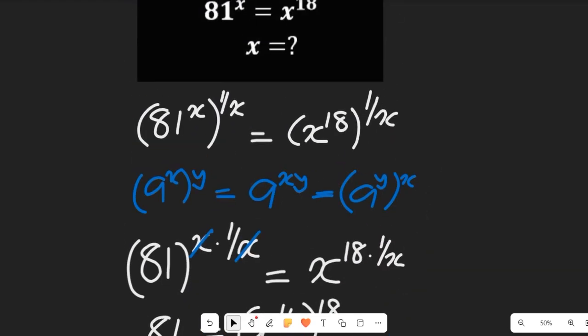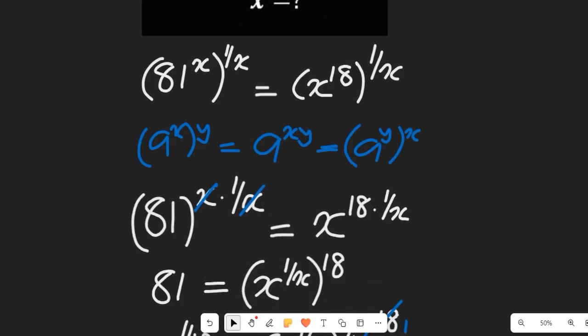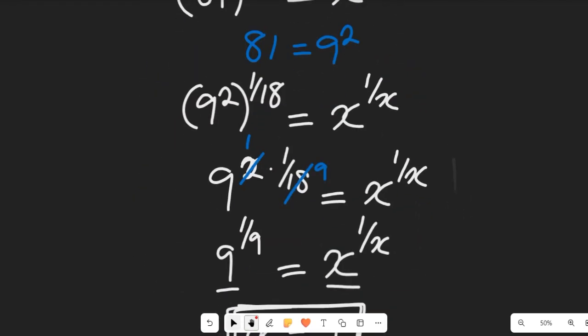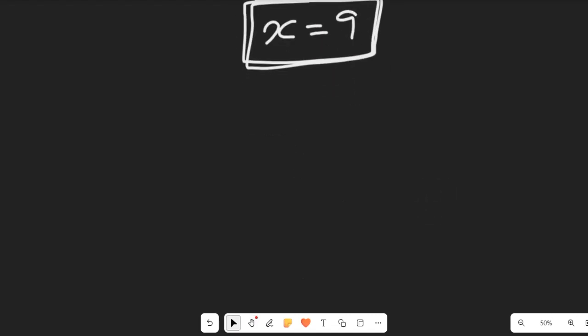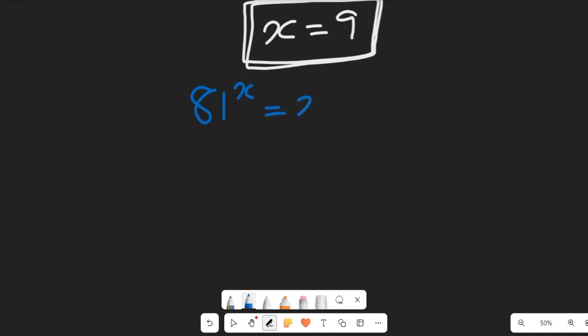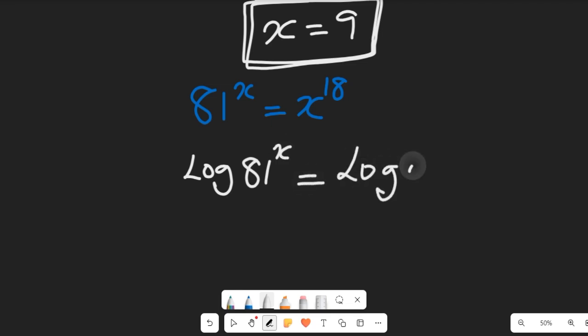Now let's solve this same expression using the law of logarithm. Remember, we're given 81 to the power of x equal to x to the power of 18. Now if we take the log of both sides, that expression will give us the log of 81 to the power of x equal to the log of x to the power of 18.